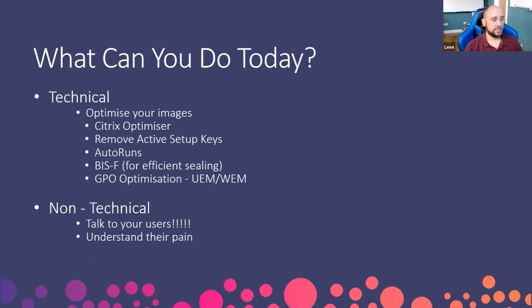So what can you do today? And this is me wrapping up quite quickly because I've only got a minute, right, Mark? Yep. So technically, optimize your images, use Citrix Optimizer, remove active setup keys, use Autoruns to remove anything, and do this regularly, right? Always look at these things before you seal an image up to make sure nothing new has been added. Use BIS-F for sealing so that it's always clean, and optimize your GPOs where possible. If you can, put them in a user environment manager or a workspace environment manager solution. But non-technical and the most important thing, talk to your users, understand their pain.